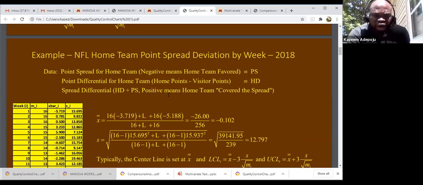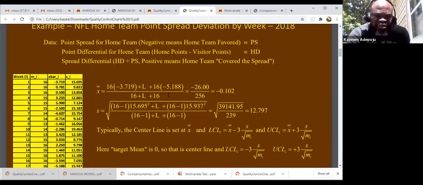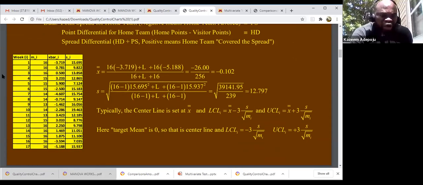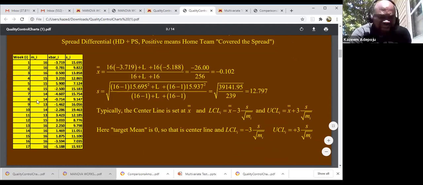Now, take a look at what I have here. This is from week 1 to week 17. Can you see that now? In week 1, we got 16 to be the number that we consider, and we compute the mean. This is the mean based on these 16 observations, and so on like that.